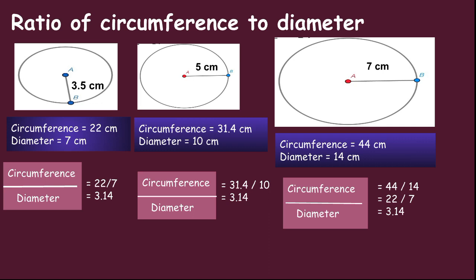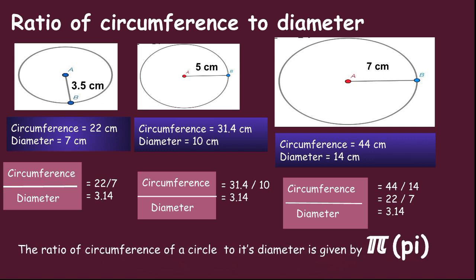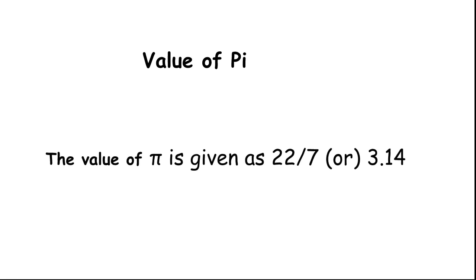Therefore, the ratio of the circumference of a circle to its diameter is given by the value pi. There is a specific symbol for circumference by diameter. It's a special math symbol. It is pi. So the ratio of the circumference of a circle to its diameter is given by pi. The value of pi is given as 22 by 7 or 3.14, as discussed in the previous slide.